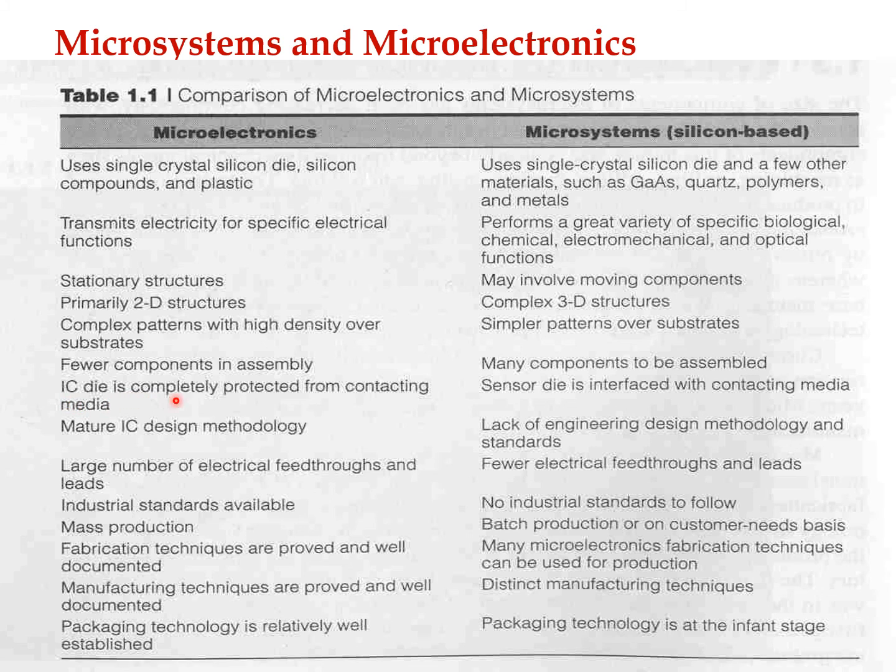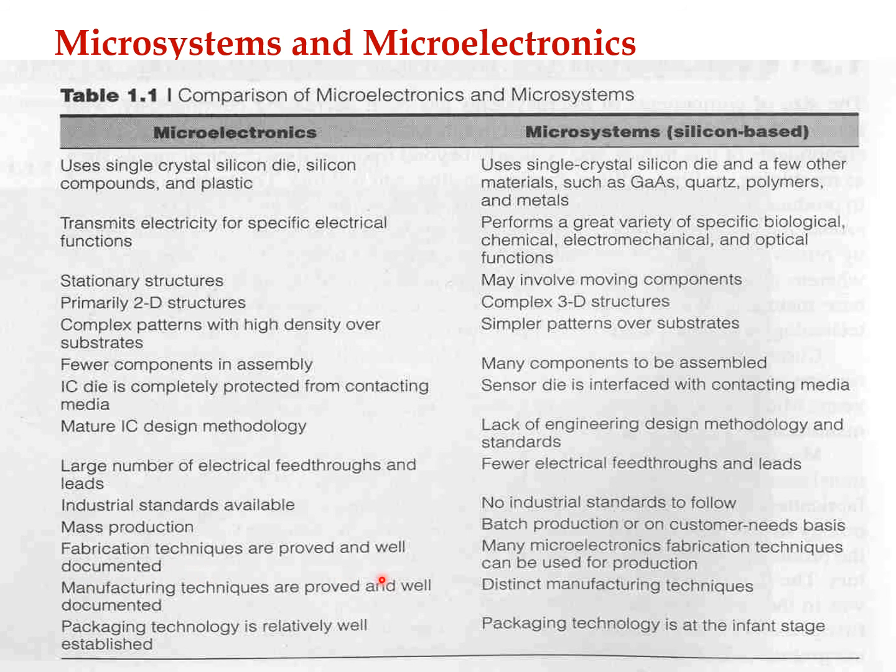In microelectronics, the IC die is completely protected from contacting media. Here, the sensor die is interfaced with the contacting media. Microelectronics has a mature IC design methodology because it has a defined protocol to do the IC design. Here, there is a lack of engineering design methodology and standards. Microelectronics has a large number of electrical feed-throughs and leads. Here, fewer electrical feed-throughs and leads. Industrial standards are available there. Here, no industrial standards to follow. In microelectronics we can do mass production. Here we can do batch production or customer based need productions.